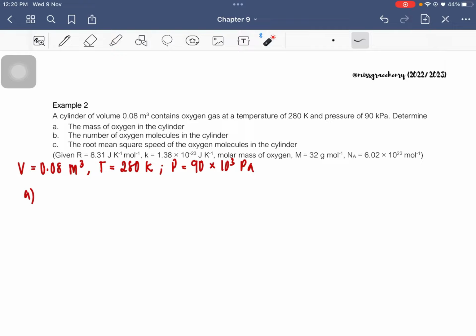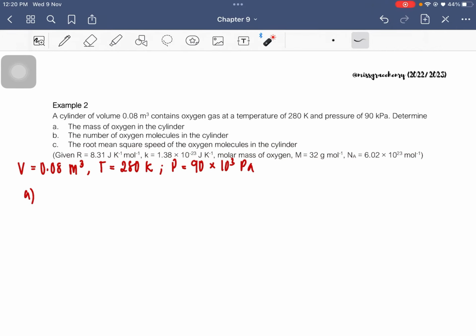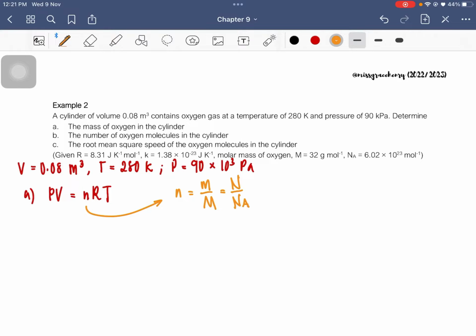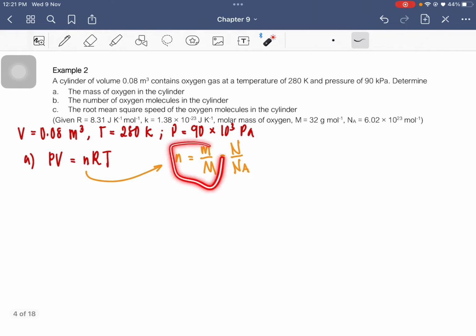So sekarang ni dia bagi kita sudah the constant punya value lah. Okay. So apa yang kita boleh guna untuk this, kita akan apply the ideal gas law punya equation. Ideal gas equation which is PV equal to nRT. They minta mass of oxygen. So we know that the n here relates to mass of the gas over the molar mass of the gas, number of molecules over the Avogadro's constant. Okay, so sekarang ni kita perlu apply lah this equation so that we can find the mass of the oxygen gas. So kita akan guna yang ini.